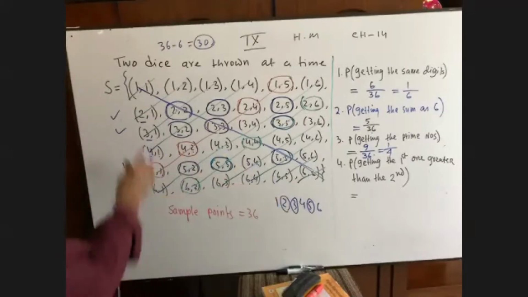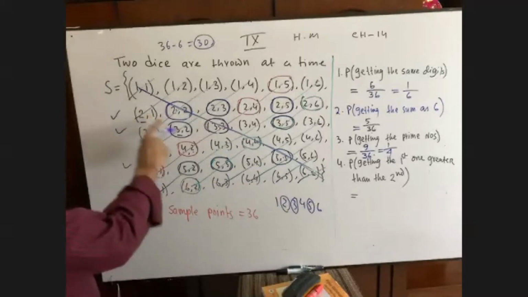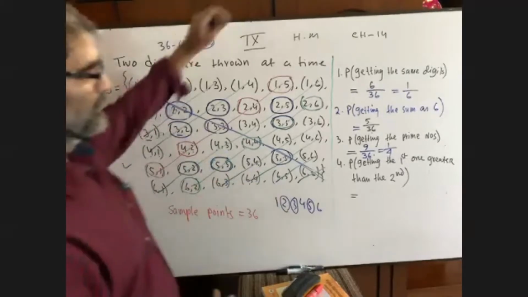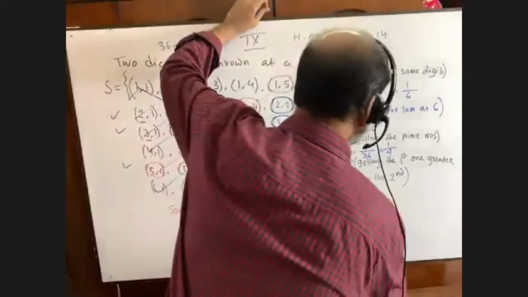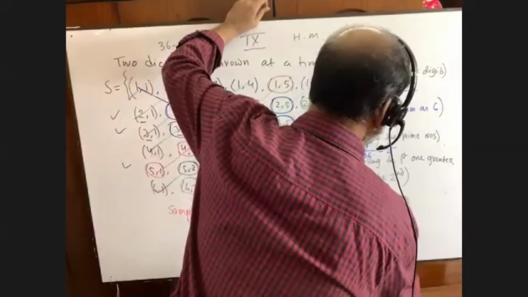So we are getting here a total of 15. If you count, you will get 15 points. So our answer is 15 by 36, which is equal to 5 by 12.